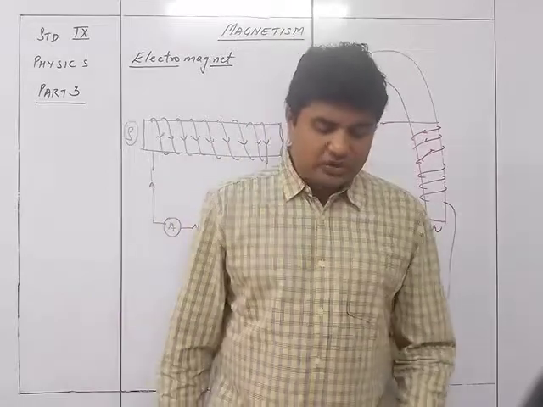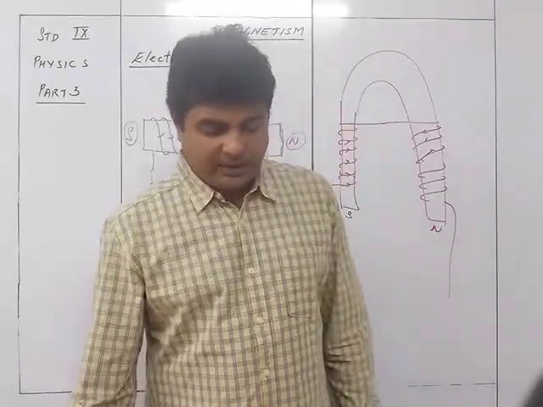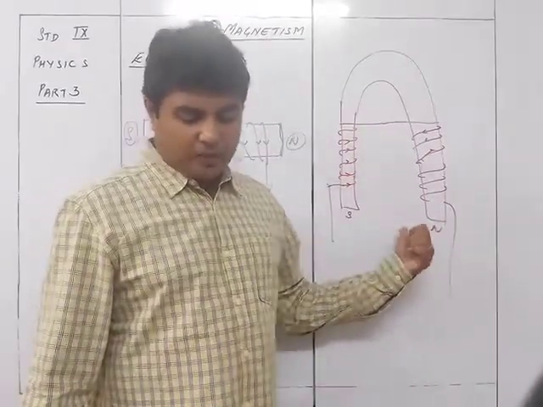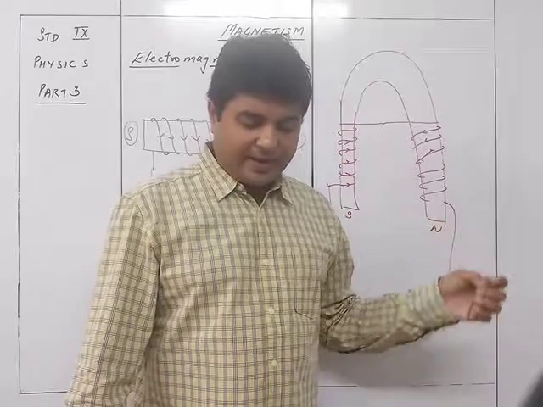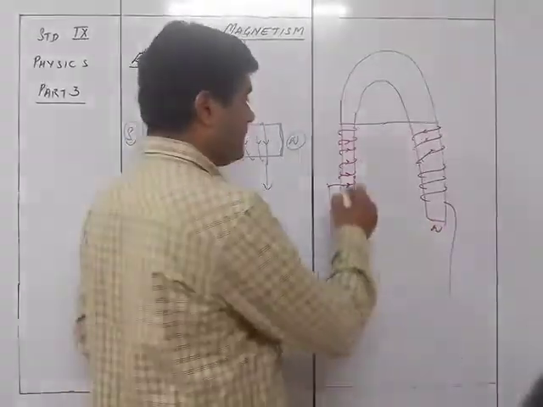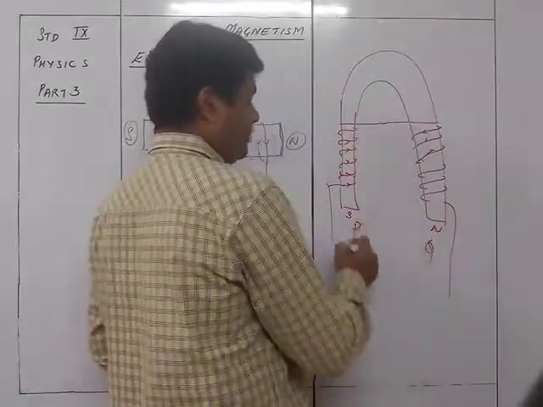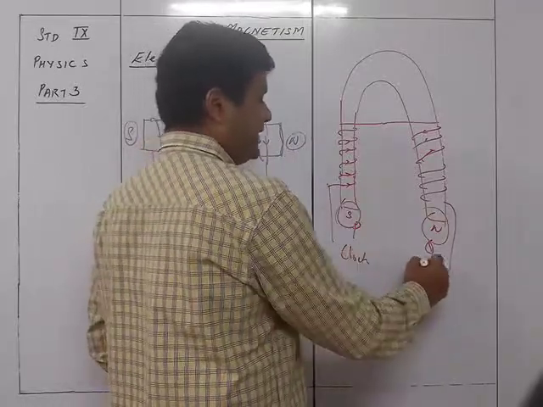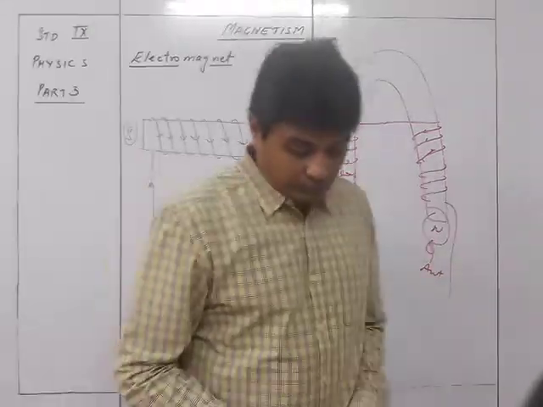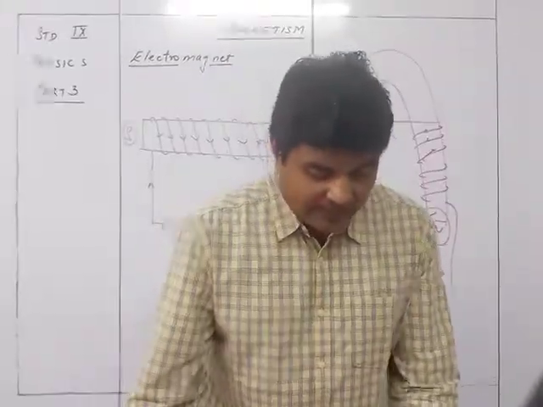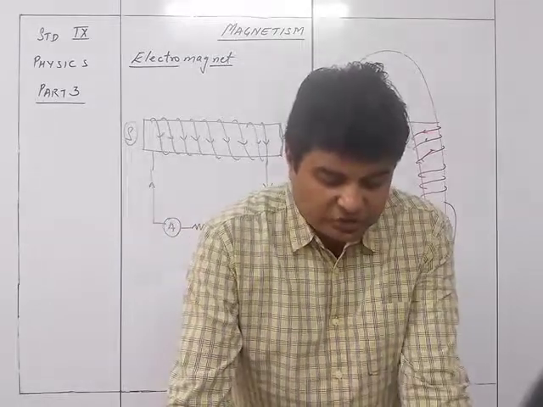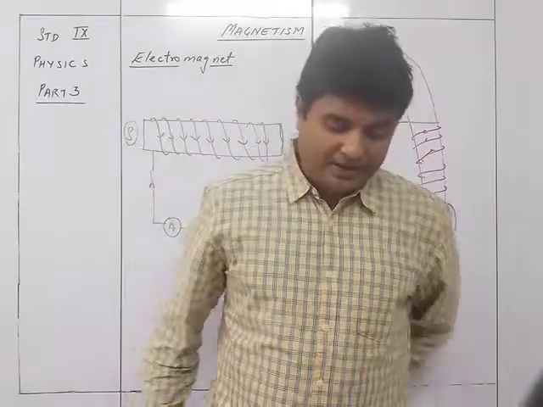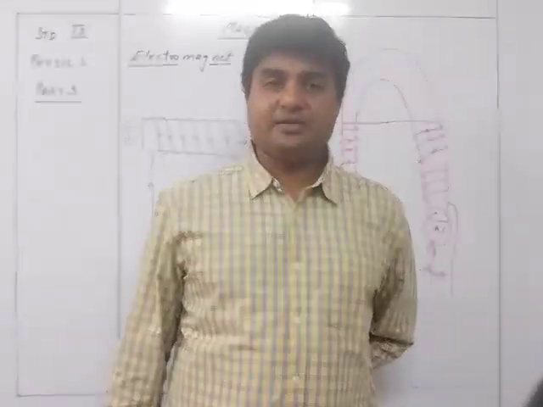So when the current is passed through the windings by closing the key, the end of the arm P becomes the south pole, where the current is clockwise, and end Q becomes the north pole. This is the point P and this is the point Q. P becomes the south pole and Q becomes the north pole, because here it is clockwise and here it is anti-clockwise. The magnetic field in the gap vanishes as soon as the current in the circuit is switched off. Thus, it is a temporary magnet. Such magnets are used in DC motors, AC generators, etc.